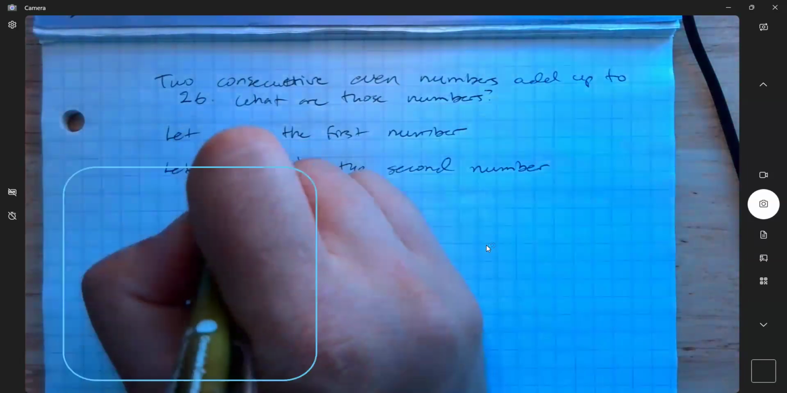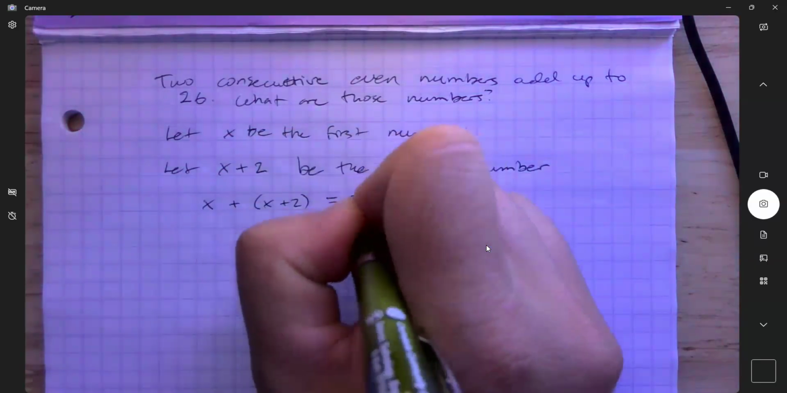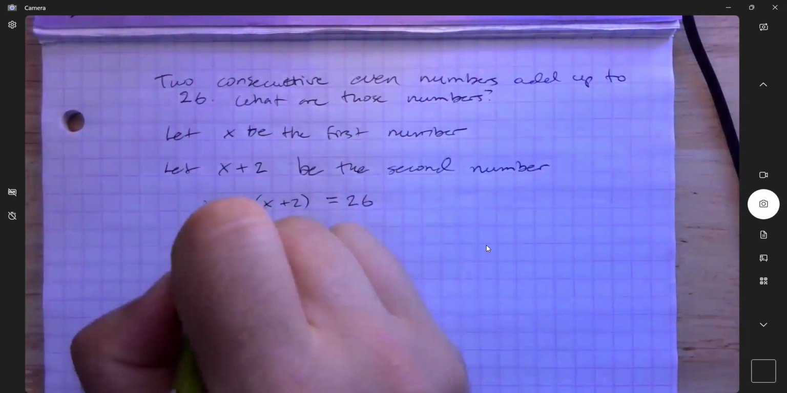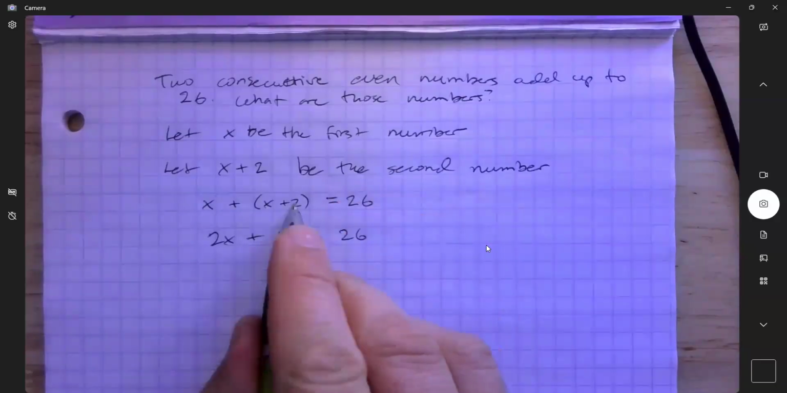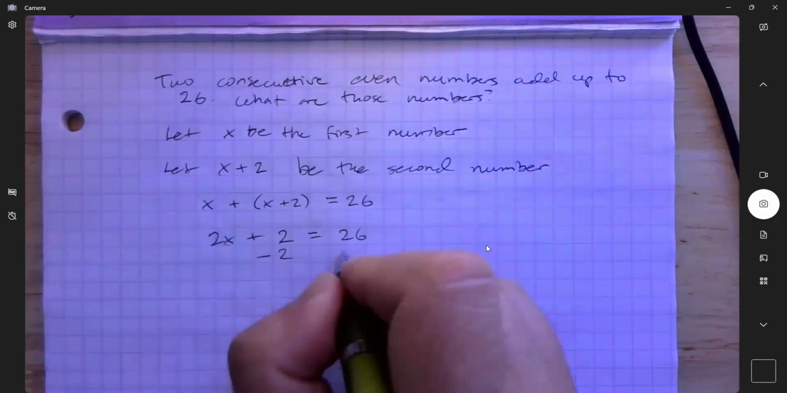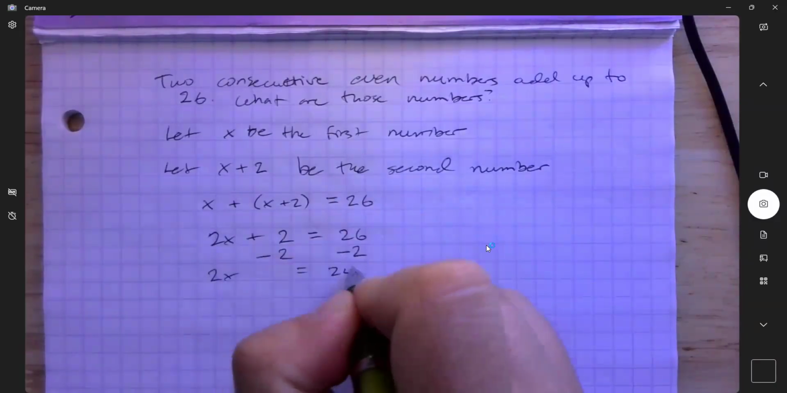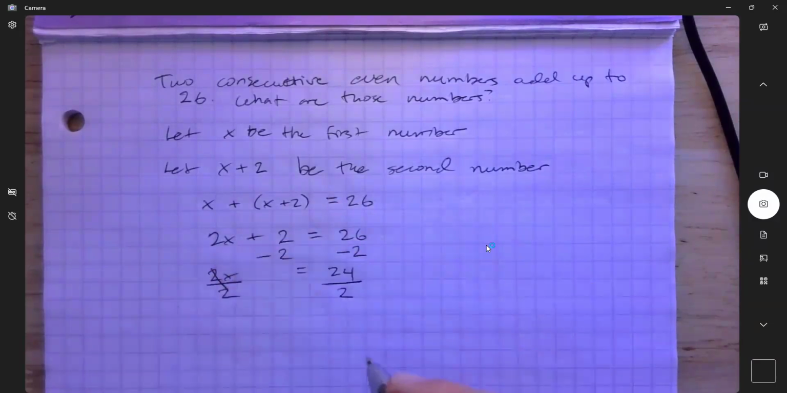And what we're saying is the first number x plus the second number x plus 2 should equal 26. And now we can solve this by collecting the x's, and we have 2x plus 2 equals 26. We now have collected all the x's, so let's get all the numbers on the other side, and we get 2x equals 24. And now we'll isolate the x by dividing both sides by 2, and we get that x equals 12.